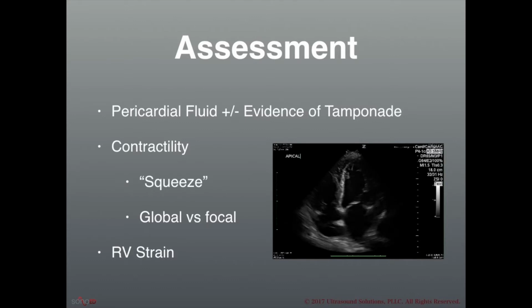What do we mean by strain? We're talking about strain of the right ventricle in the setting of an acute pulmonary embolus, wherein we're looking for evidence of acute right heart strain. So those are the three things: sac, squeeze, and strain.